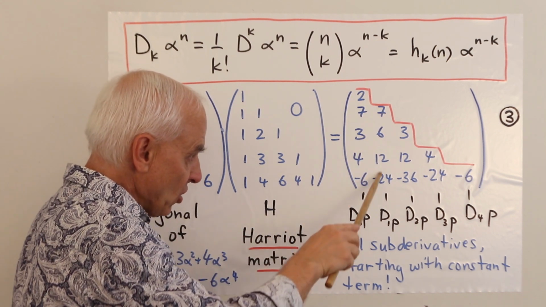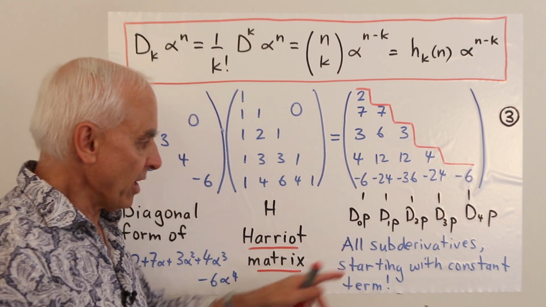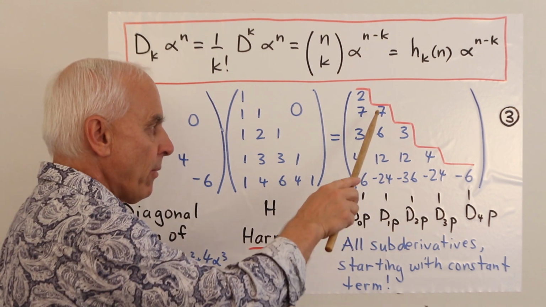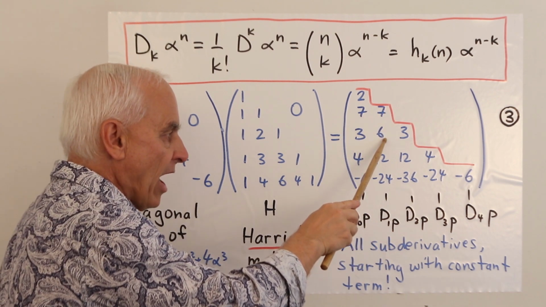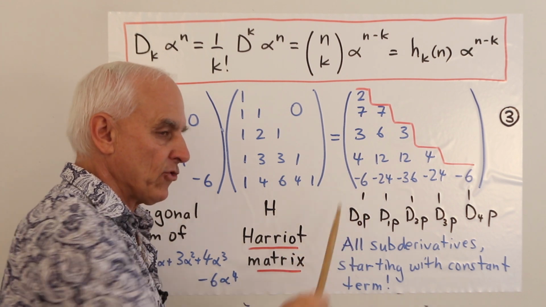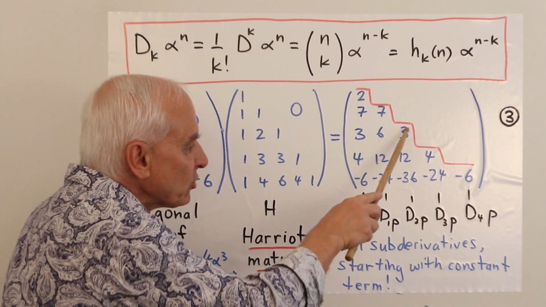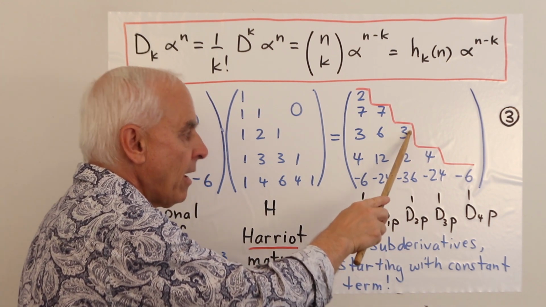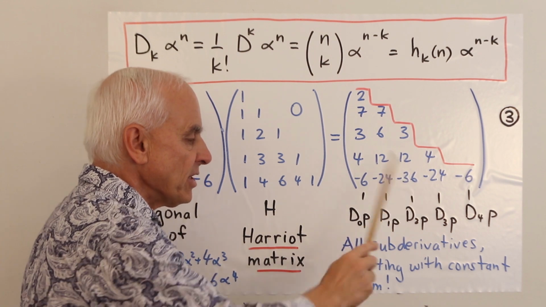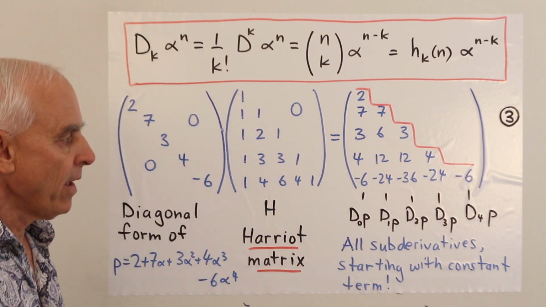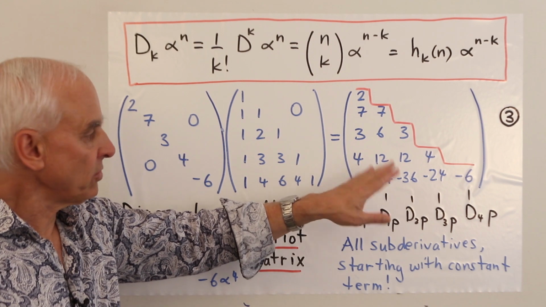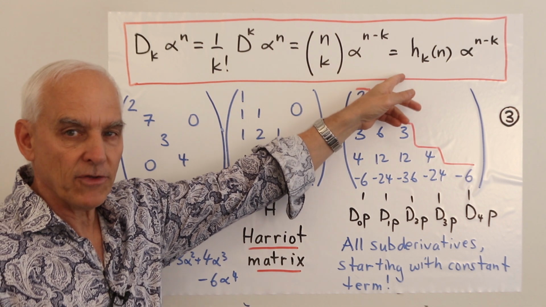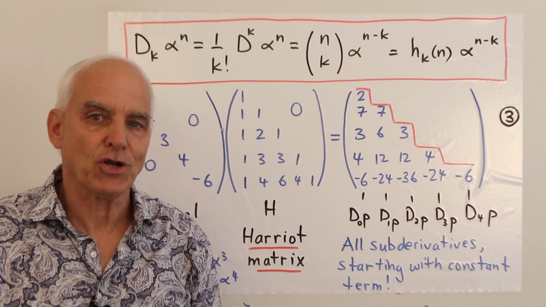So this second column here corresponds to the subderivative d sub 1, which is the same as the derivative. And we read that as 7 plus 6 alpha plus 12 alpha squared minus 24 alpha cubed. This next one here, corresponding to d sub 2 of p, we read as 3 plus 12 alpha minus 36 alpha squared. And I'll leave it to you to check that this is actually valid, that it works. It's basically because of this formula here. This is just an interpretation of this formula.